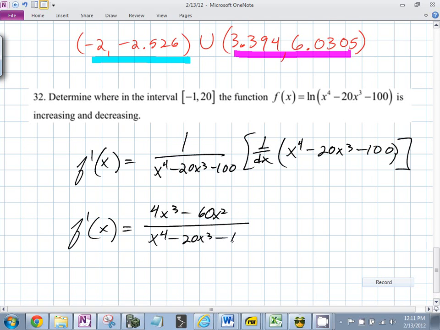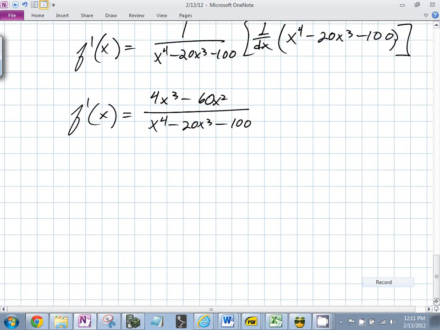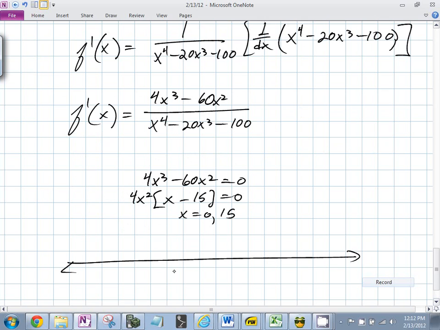Now, we're interested in where that's positive or negative, so we're really interested in where it's equal to 0. A fraction equals 0 when what is true? So we're looking when 4x cubed minus 60x squared is equal to 0. What do you factor out? 4x squared, and you're left with x minus 15. So that equals 0 when x is equal to 0 or 15. So you look at the number line here, and you have 0 and 15.